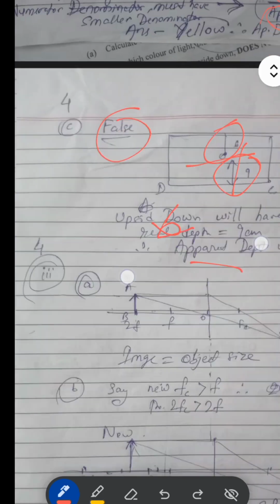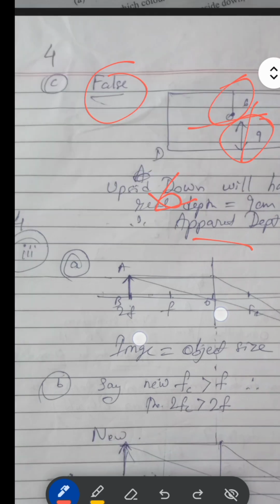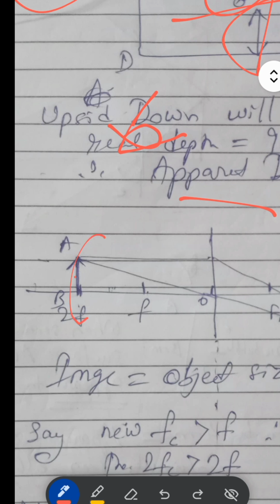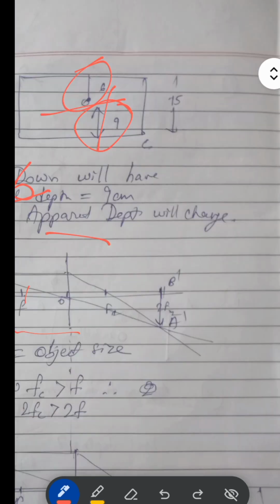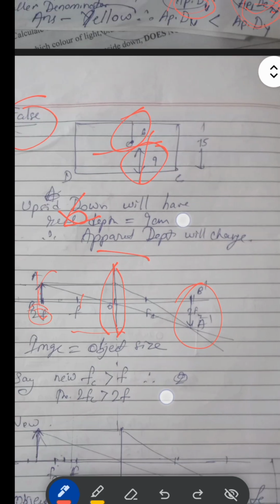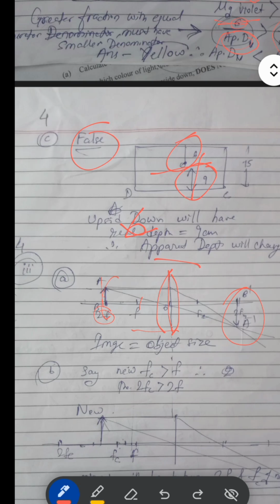Now let us move to the next question, number 4.3. What was 4.3? 4.3 was: an object is placed at 2f of a convex lens. So I am placing the object at the 2f position. The object AB is placed at 2f, which is the center of curvature. F is in between. So obviously it will form an inverted image because it is a convex lens. The image will be real as well as inverted and the same size as the object. Now the question was to draw a ray diagram, and you have to show it.